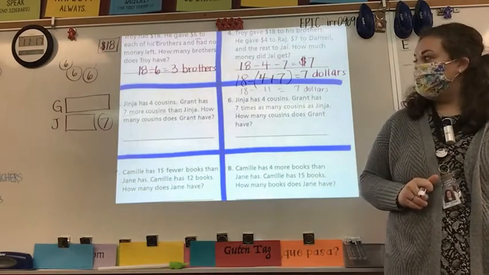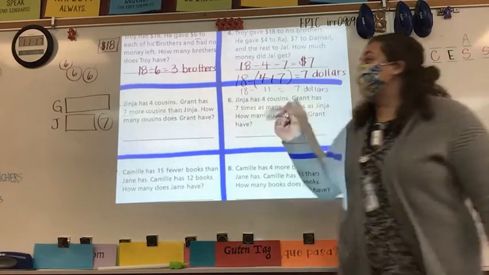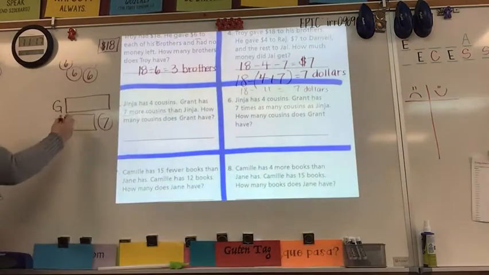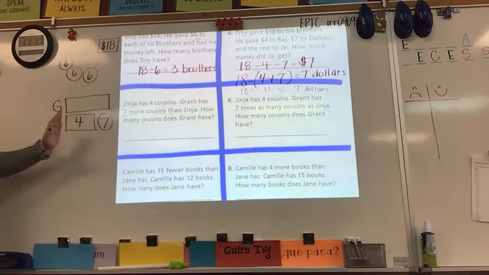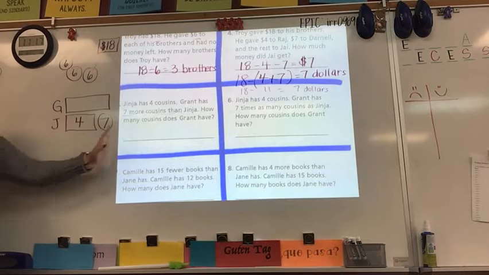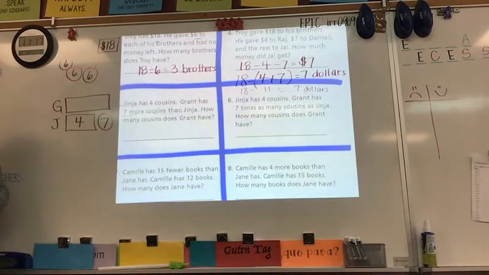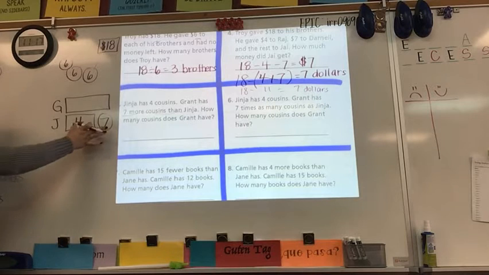Ginger's got 4, so I can put a 4 down here. Now, who remembers what happens in comparison bars when I've got this bottom bar and the change up thing, the circle, Jade? The biggest number goes in the top. So what do I have to do with these to get my top number, Jade? You have to add them together.